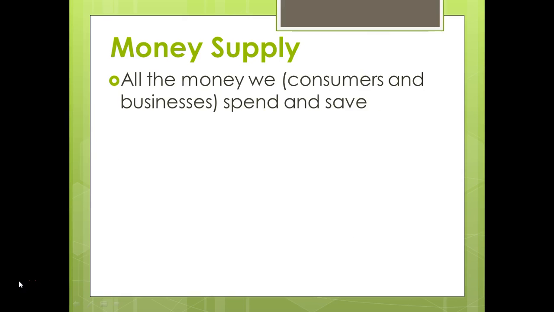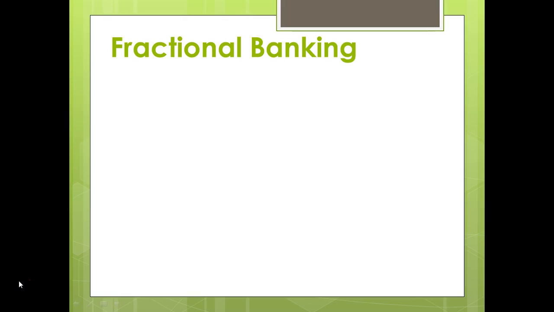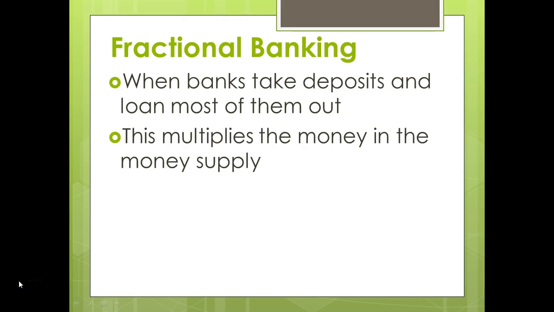The money supply just means all the money we spend and save. And it's more than just bills and coins because we have what's called a fractional banking system. Fractional banking system is when banks take deposits and then loan most of that money out. So when you put money in a bank, your money is not actually in the bank. What the bank does is it takes the money, it tells you that it's there, but then it loans the money to someone else and they pay it back slowly. So if everyone tried to take their money out of the bank at once, it would not work.